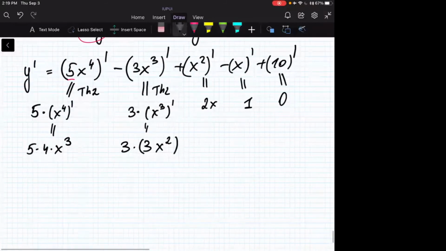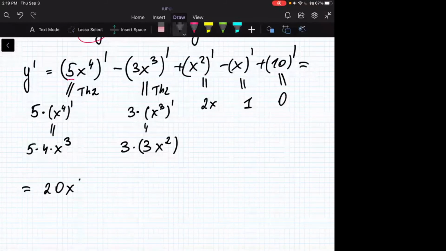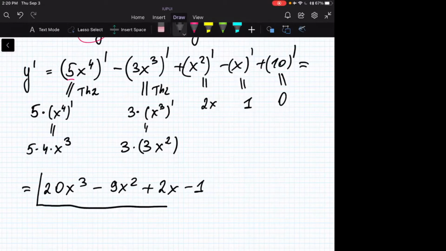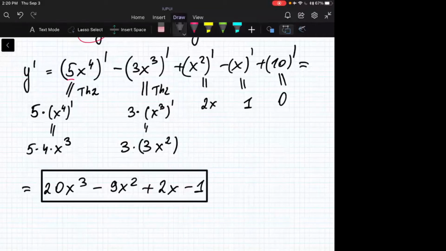And now I just need to combine the results. So it is 5 times 4, 20x cubed, minus 9x squared, plus 2x, minus 1, plus 0, which is just 0. Okay, and this is the final answer. This is the most complicated example that you can get in this section. The rest is not that bad.